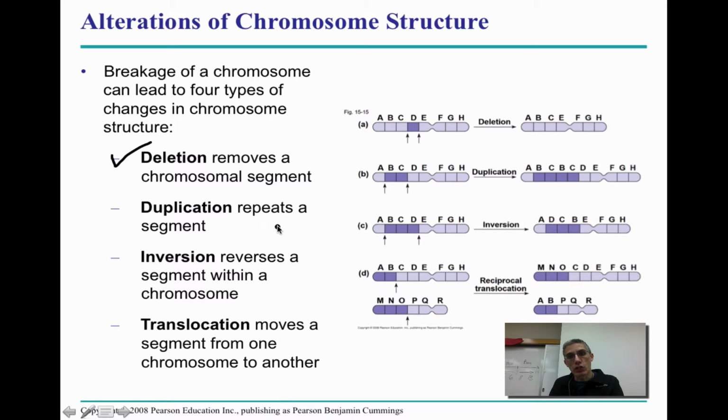We have duplication. In other words, we have a particular gene that's been duplicated. And so when you look at that, sometimes that can be a bad thing, believe it or not, that we actually have more information than we're supposed to. Sometimes not, but sometimes it can.